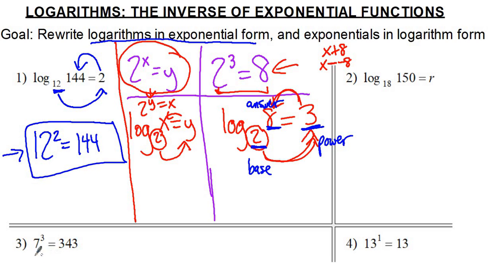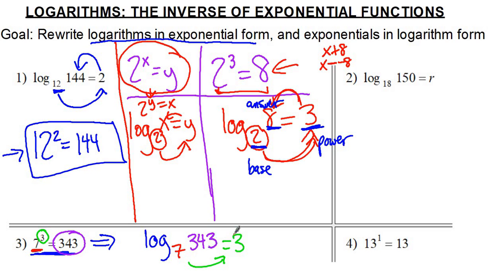Alright, now down here, if we go the opposite way, so we want to now write this in logarithm form, we could say the following. We could say the logarithm with a base of 7, because that's the base right there. Okay, and then we are raising it to the third power. So the power goes over here, and then it equals this answer. So the logarithm base 7 of 343 equals 3.